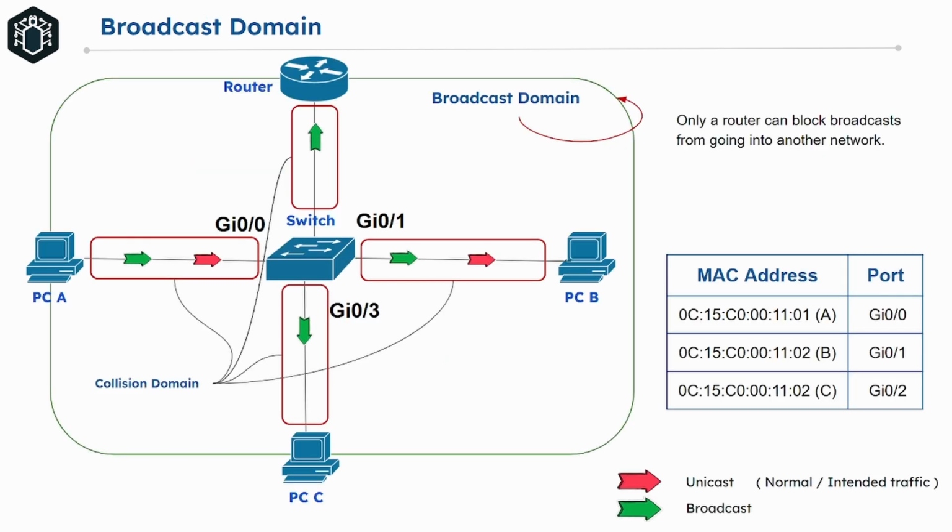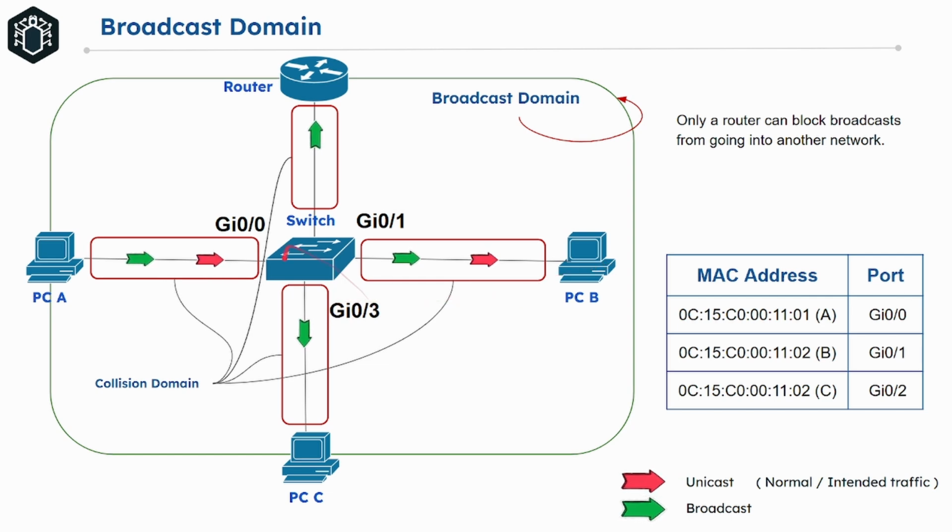Let's talk about broadcast on a switch and why it behaves differently from normal traffic. First, remember how each port on a switch acts like a separate lane. This works perfectly for normal traffic, which is when one device wants to send data to one specific device.